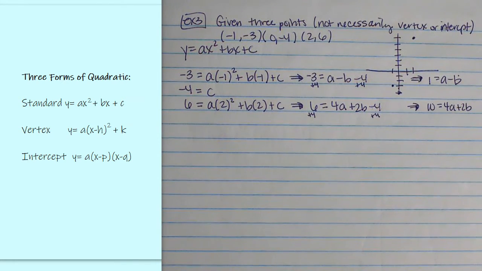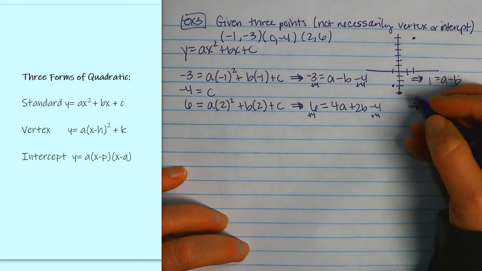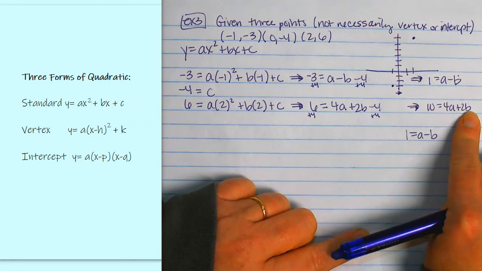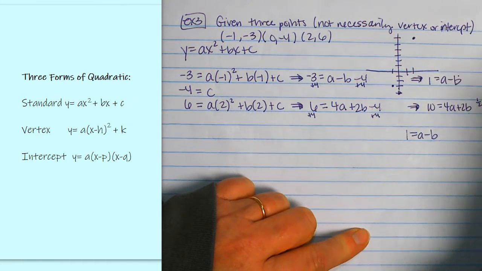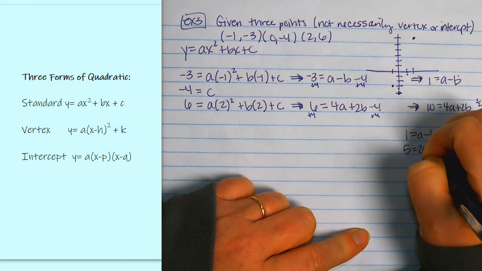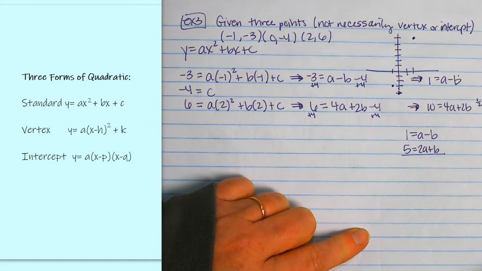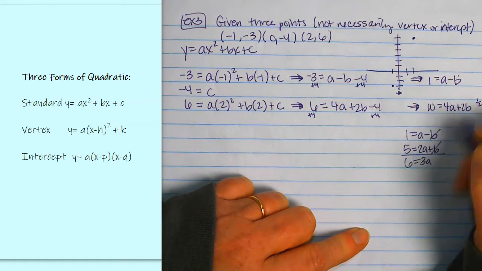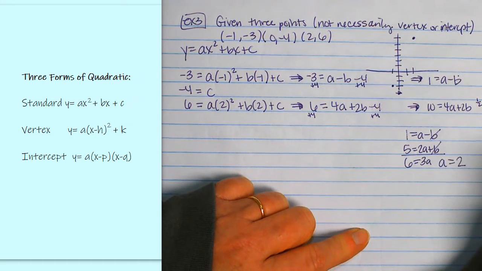And now I have two equations and two variables. I can use either substitution or elimination in order to solve for a and b. I already know what c is, so if I know a and b, I'll be able to write this equation right here. I'm going to do that on the side. I've got 1 equals a minus b. I've decided that I'm going to take the other one and divide it by 2 so that I have 5 equals 2a plus b, because then my b's will cancel. That gives me a plus 2a is 3a equals 6, therefore a equals 2.